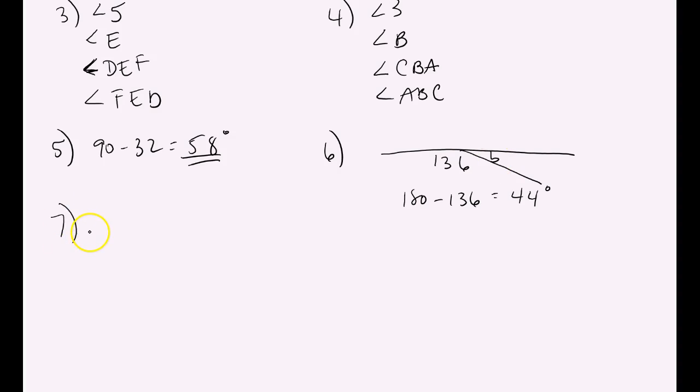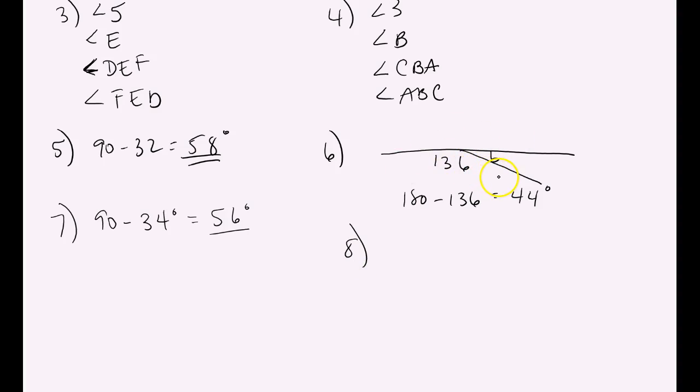Number 7. That is a weird picture, but if you notice, it's cutting a 90-degree angle into 2 parts. So once again, if that's a 90-degree angle, just subtract the 34, and then you'll get your other piece, so 56 degrees.